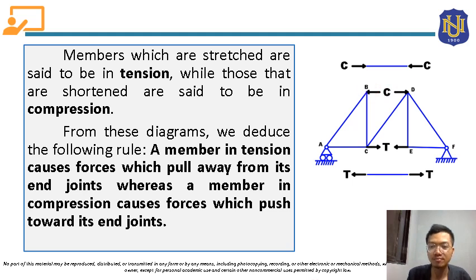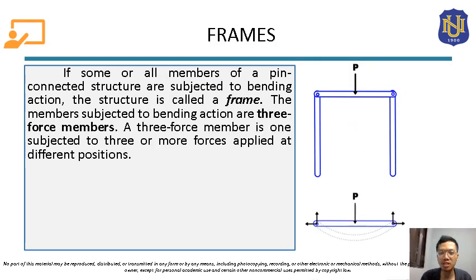So we will now proceed to frames. If some or all members of a pin-connected structure are subjected to bending action, the structure is called a frame. Take note here that if some or all members, meaning to say, there can be members in a frame that are not subjected to bending action, that are just subjected to compression or tension. It can be just some members that are subjected to bending action, and that is already a frame.